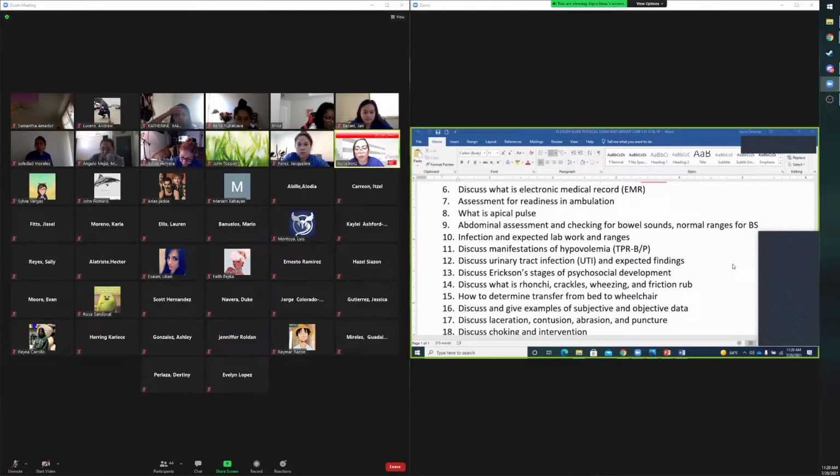Bronchi, crackles, wheezing. Let's talk about this. Bronchi, crackles, wheezing, and friction rub. Bronchi, what is bronchi? It's at the end of the lower part of the lungs, as if there is water inside. It's mucus.